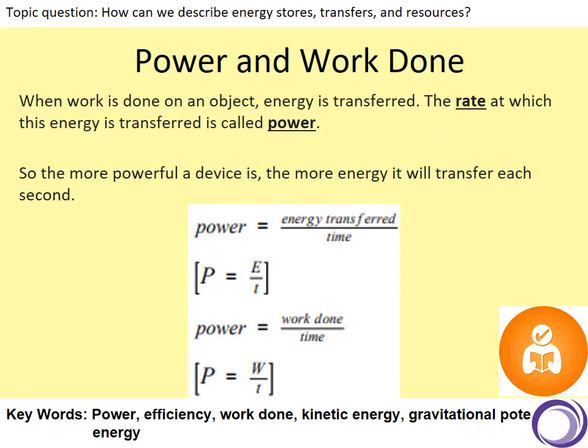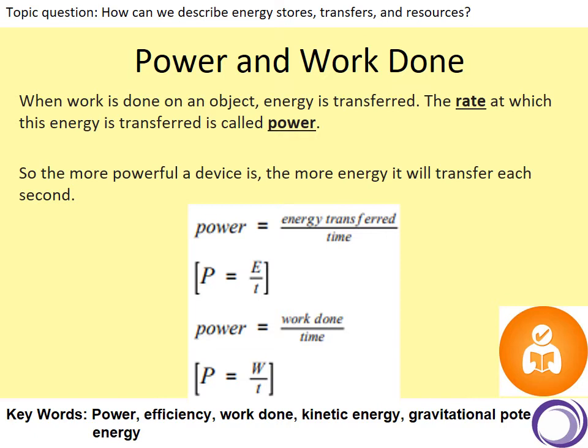So here we're going to look at power and work done. When work is done on an object, energy is transferred. So if you ever see work done, think about energy transfer. Energy is being transferred from one type to another.